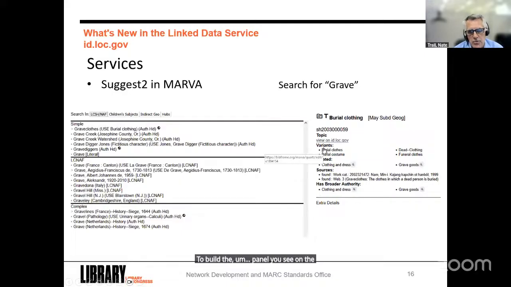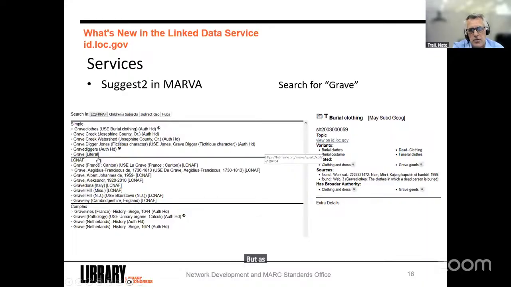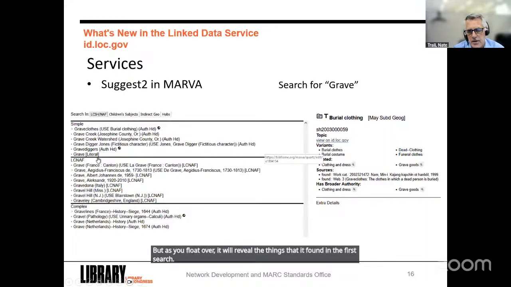So for each search, it goes to ID one time for that search. It doesn't have to keep going back as you float over, but as you float over, it will reveal the things that it found in the first search. So we found that to be very efficient.